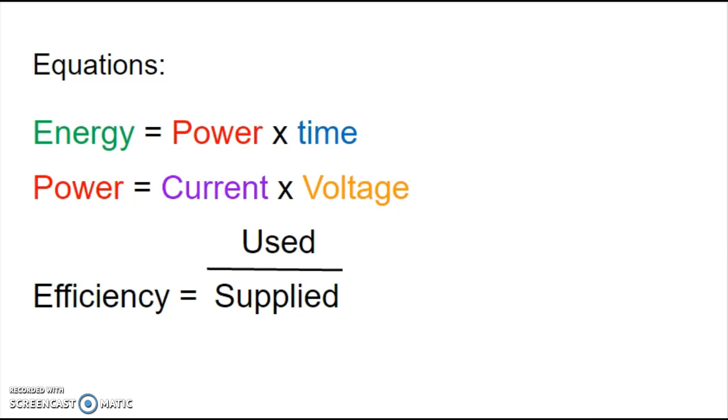Looking away from just the concepts, we've broken down this first chunk of the energy unit into 3 different equations. So we're going to look into each of these equations individually and see what concepts grew from them. Our first equation was that energy is equal to power times time. Our second was that power is equal to current times voltage. And then lastly, we looked at efficiency, being what was used over what was supplied. We're going to first hone in on this energy equals power times time.